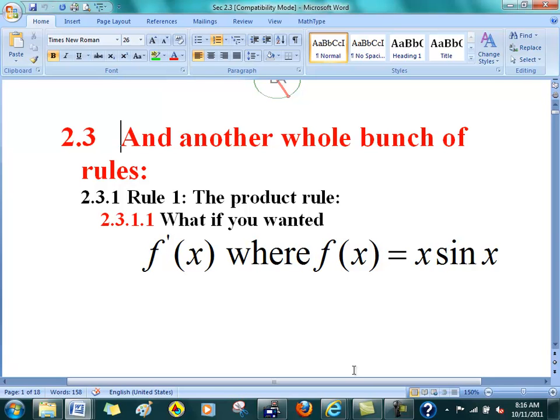All right, so today we're going to learn how to do the product rule and the quotient rule. In other words, when functions are being multiplied.